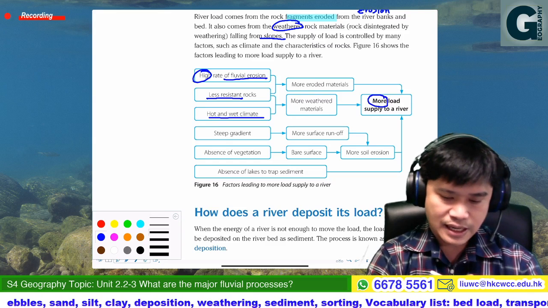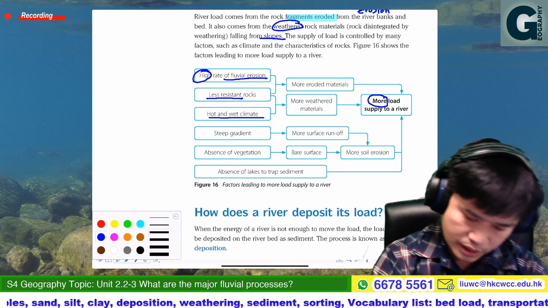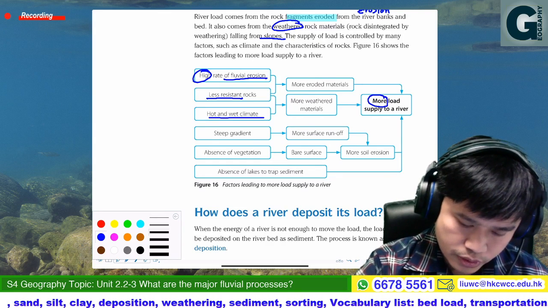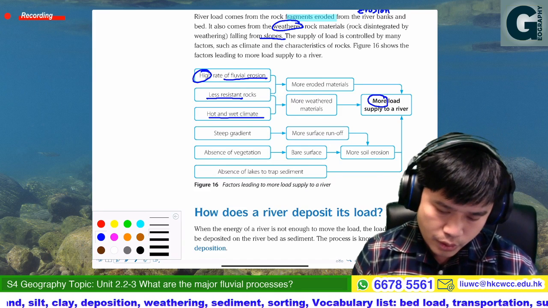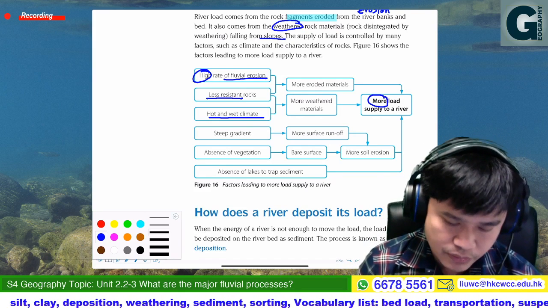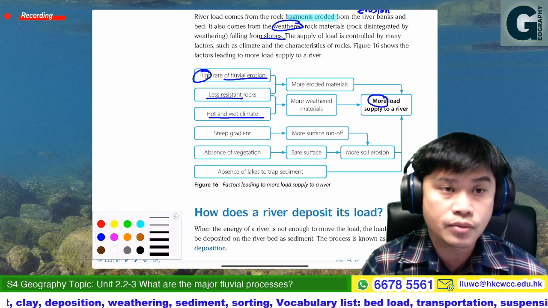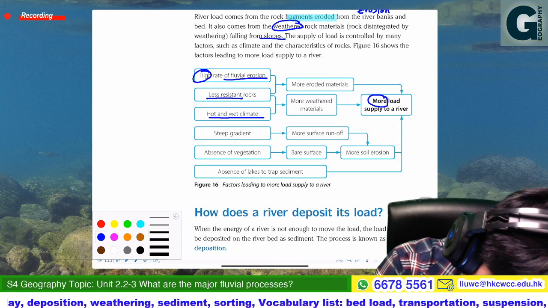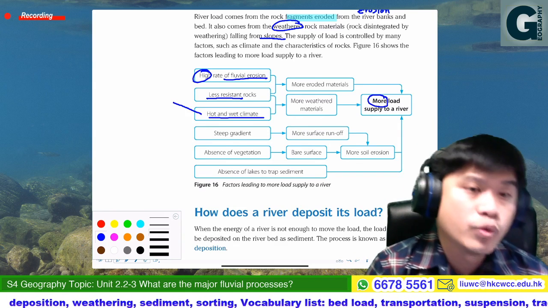Hot and wet climate. This one I need to explain a little. Hot and wet climate leads to more weathered material. Actually, we will learn it later.